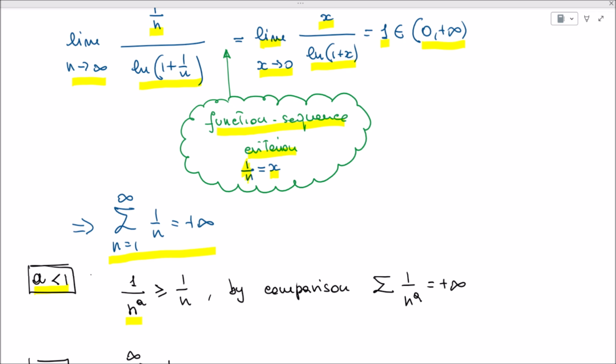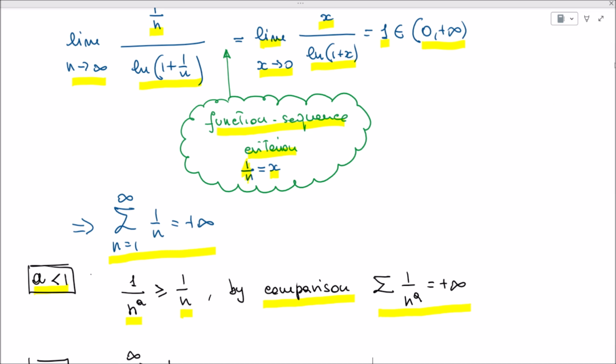But we know that this fraction has a denominator which is smaller than n, right? So n to the a is smaller than n, because a is less than 1, which implies that 1 over n to the a is larger than or equal to 1 over n. So we can just apply a pure comparison, because this inequality holds for every n in the natural numbers. Because we just proved that the harmonic series of 1 over n will diverge, we can conclude that the sum of 1 over n to the a will diverge as well to plus infinity.